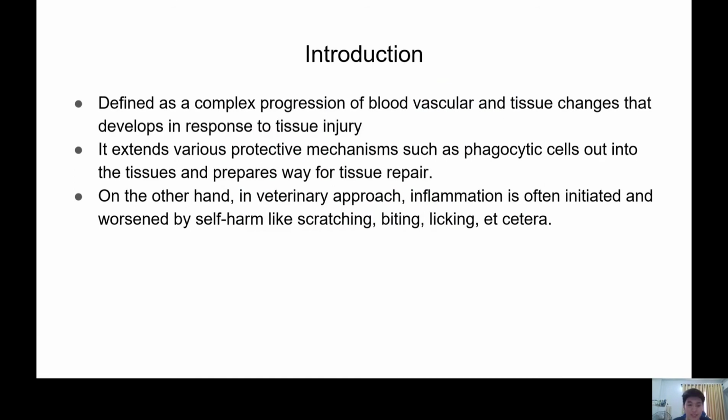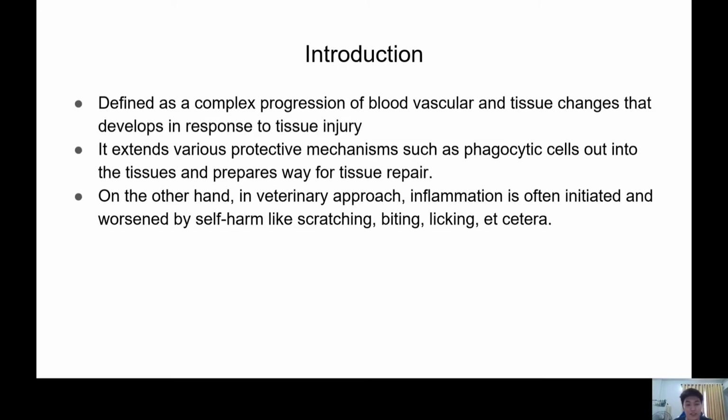It is defined as a complex progression of blood, vascular, and tissue changes that develops in response to tissue injury. The response mentioned is primarily a protective one because, as stated, it extends various protective mechanisms such as bringing phagocytic cells out into the tissues and preparing the way for tissue repair. On the other hand, in the veterinary approach, inflammation is often initiated and worsened by self-harm like scratching, biting, licking, etc.